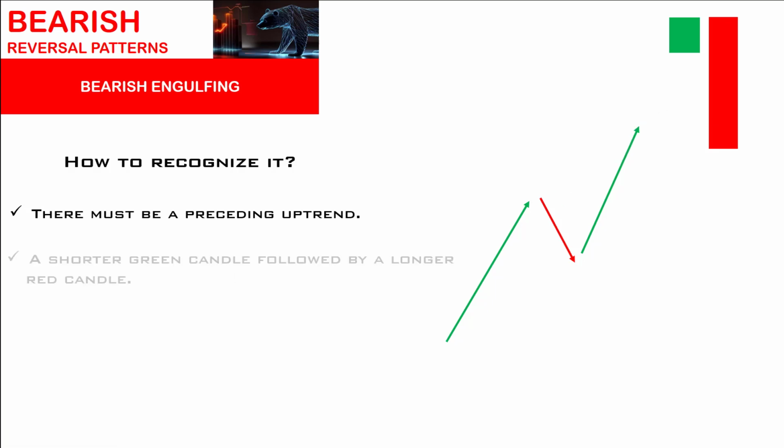And if you want to see that this signal is very, very powerful, this long red candle has to be longer than the preceding 10 candles. This one is not in the manual. It has to be longer than the preceding 10 candles. That will show that now the bears are fully in the market.